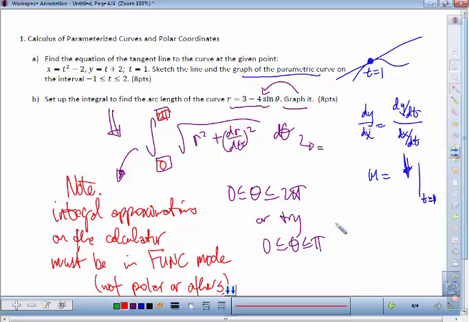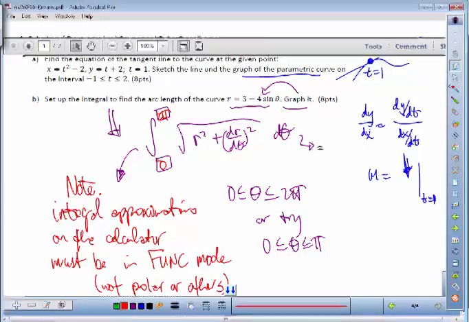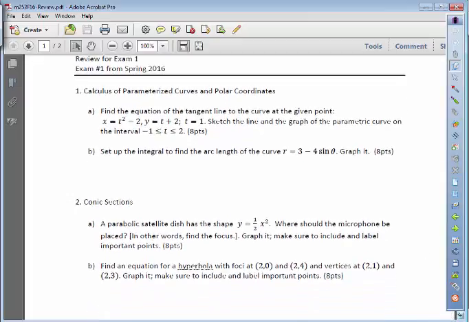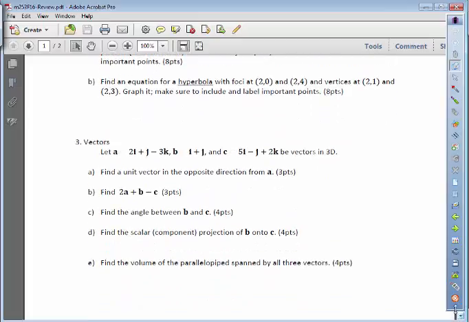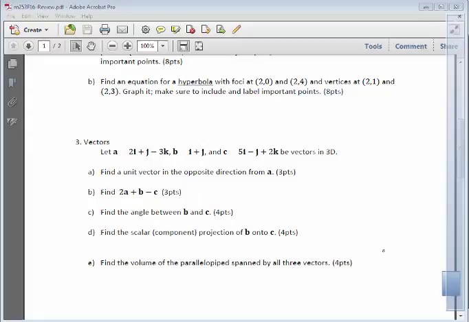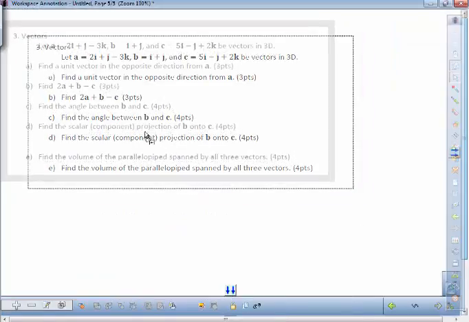So that's number 1. We did number 2. What's number 3? Vectors. Do we need to do this? We're adding, subtracting, scalar multiplying, finding the angle between them. No. Just might as well. I'm just sitting here killing time anyways.